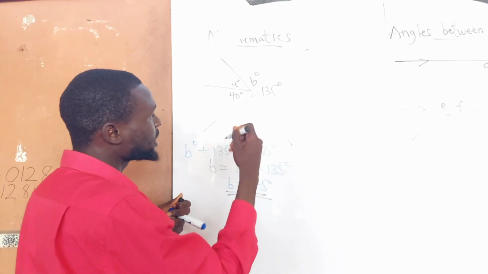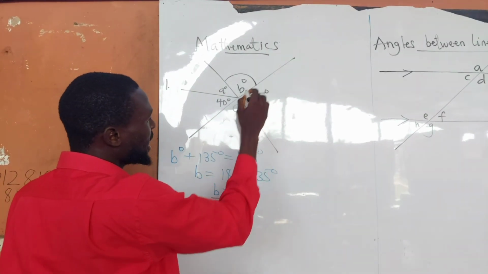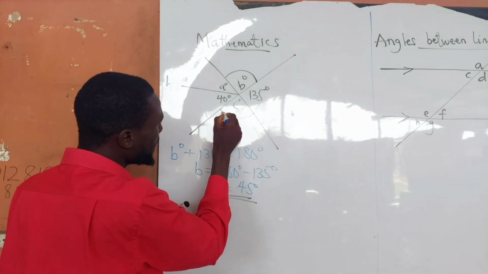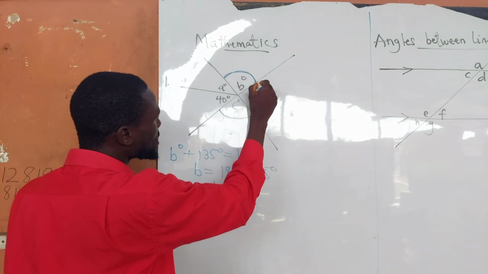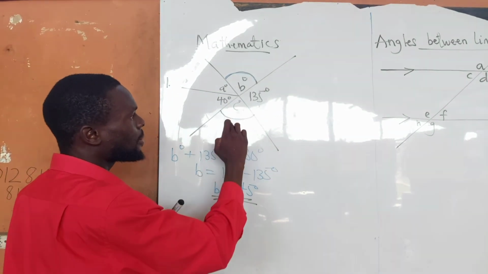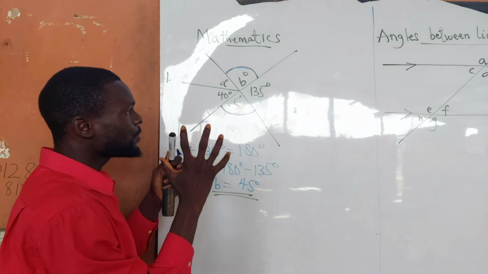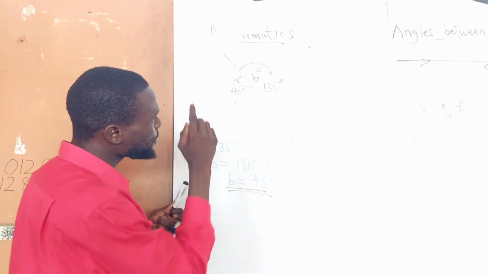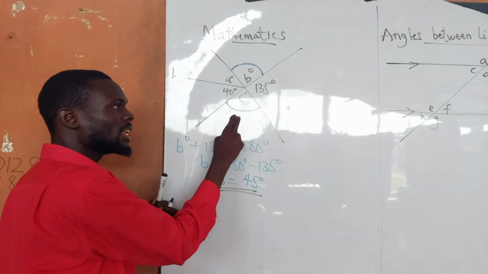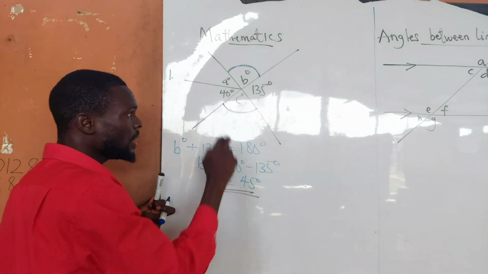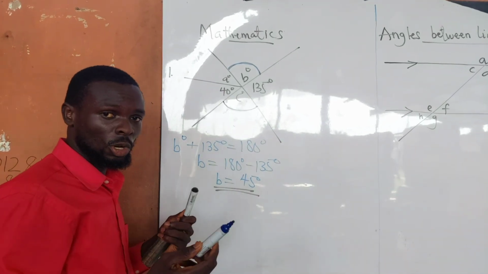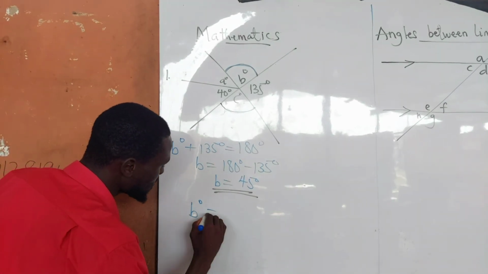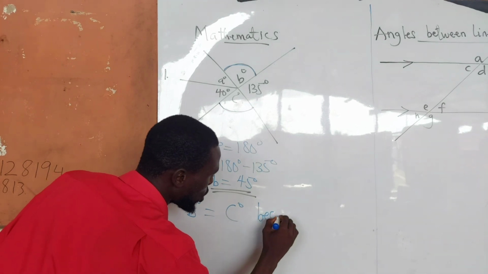Now we can also see that this angle, which is B, is vertically opposite to this. So B is vertically opposite to this angle. And what do we say about vertically opposite angles? We said vertically opposite angles are equal or they are the same. So the value of B is the same as the value of C. So if B is 45 degrees, then C is also equal to what? 45 degrees.